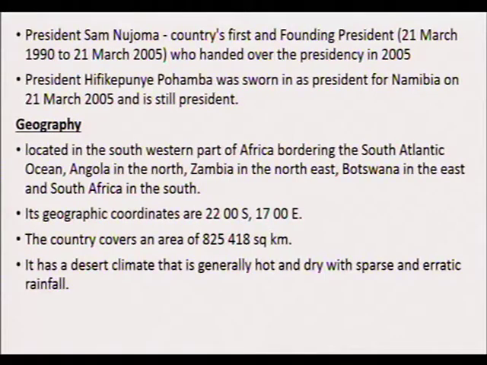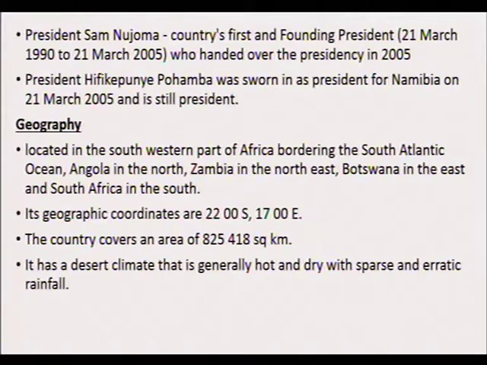The geography of Namibia, what is important? That we are located in the southwestern part of Africa, bordering the South Atlantic Ocean, with Angola in the north, Zambia in the northeast, Botswana in the east, and South Africa in the south. Our geographic coordinates are 22 degrees. The country covers a very large area of 825,480 square kilometers.